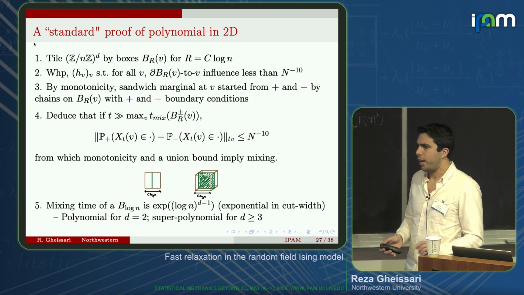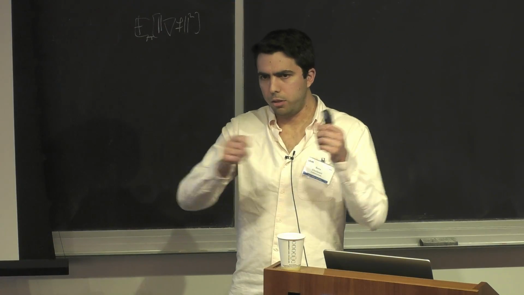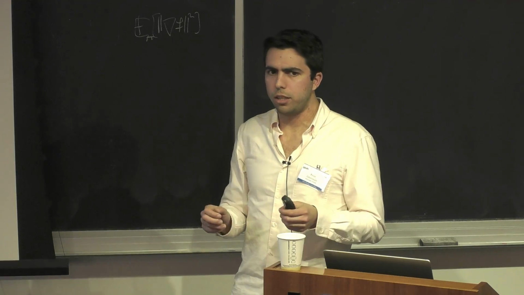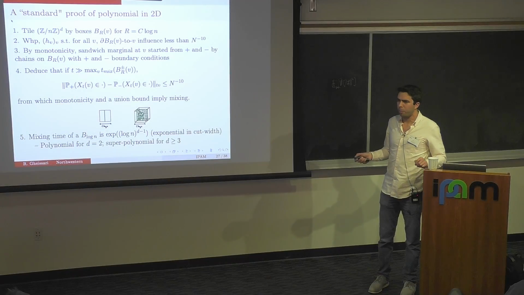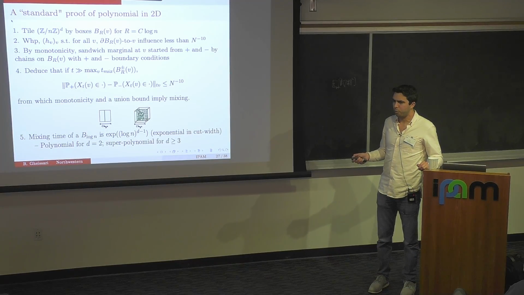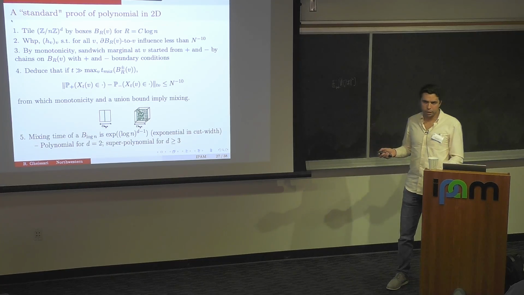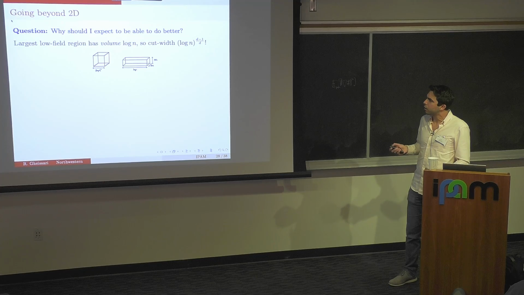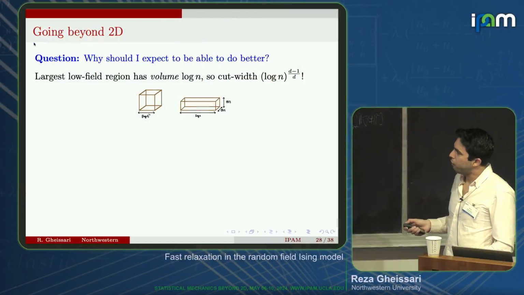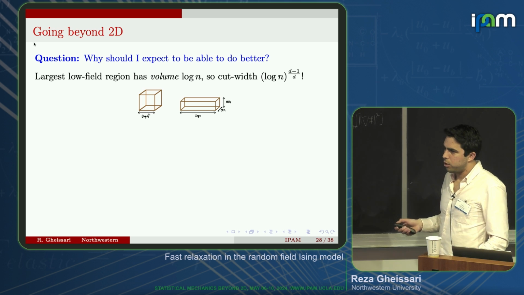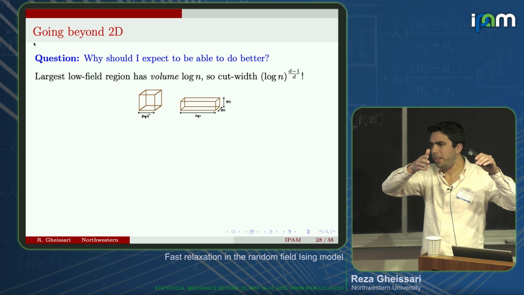Okay? Now, I told you that there are bad regions where you have strong long range correlations of size at most log n. So you might be like, well, then that sounds like an optimal bound because these guys have width log n and you can't go any smaller. So why should I expect to be doing any better? Okay, so the low field regions have volume log n. So it might be that they're thin and long, but then they're thin and so their cut width is small.